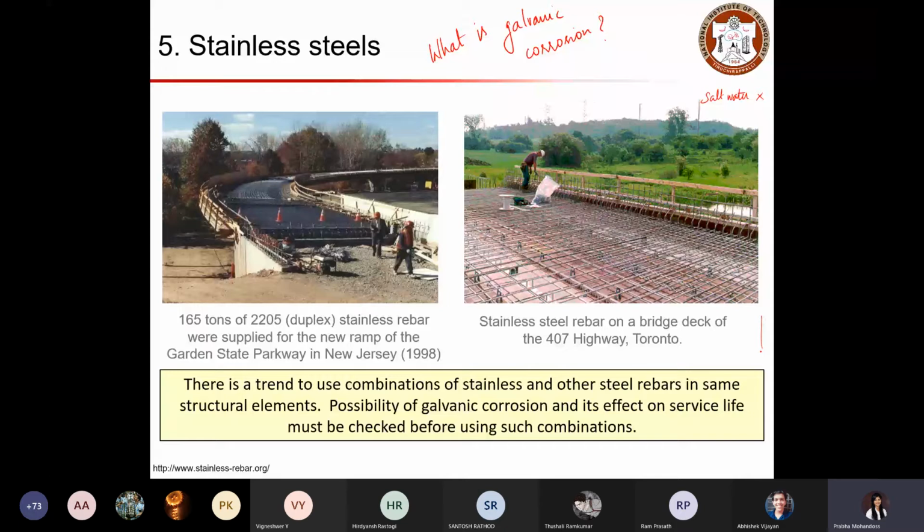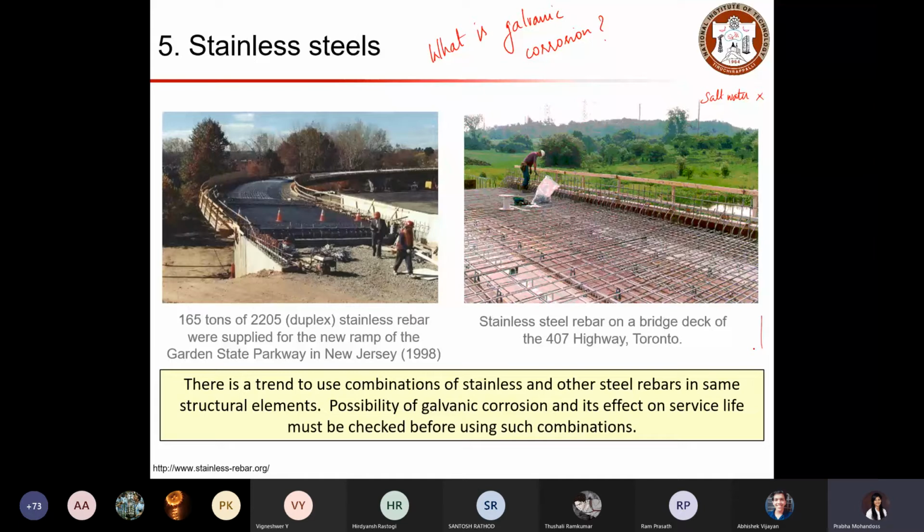And when you have normal regular steel, that is more reactive, has more potential, and becomes active compared to your stainless steel. So when you have two such different metal elements in the same environment, one is going to act as cathode and another as anode, and that is going to accelerate the reaction. So the corrosion process will get accelerated when you have two dissimilar metals.